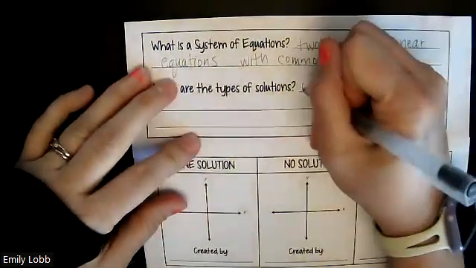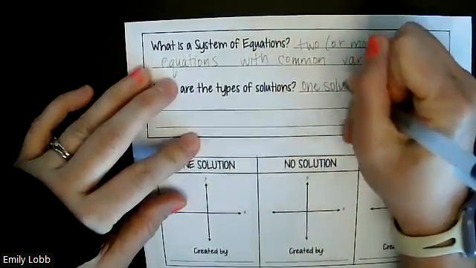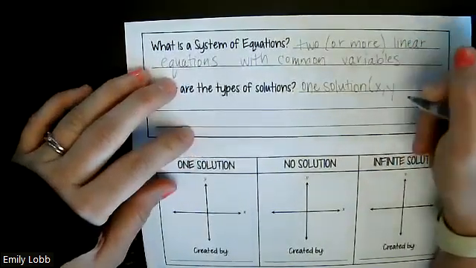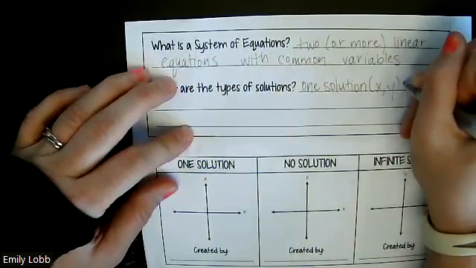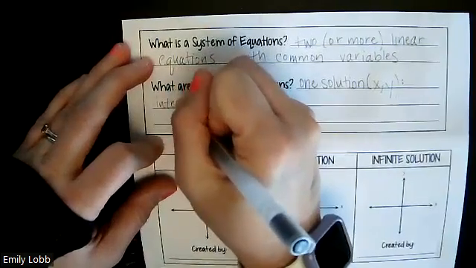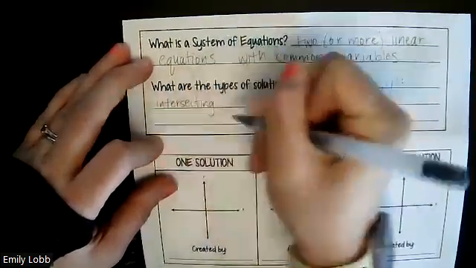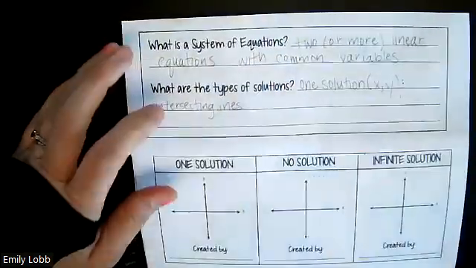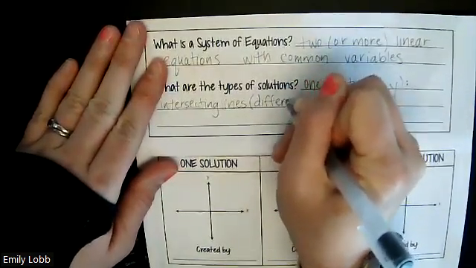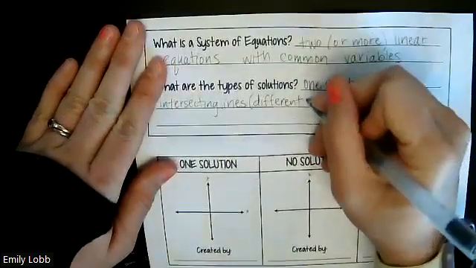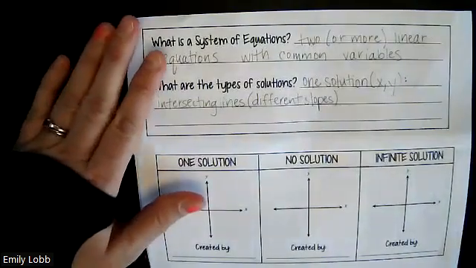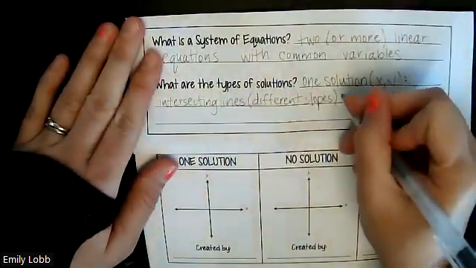So we might have 1 solution, right? This is in the form x, y. And this is for intersecting lines. I don't really like how this is set up. So these have different what? Slopes algebraically. And graphically, obviously, I guess.